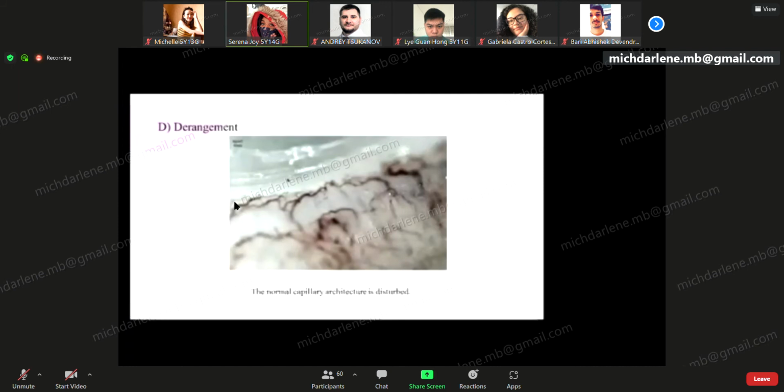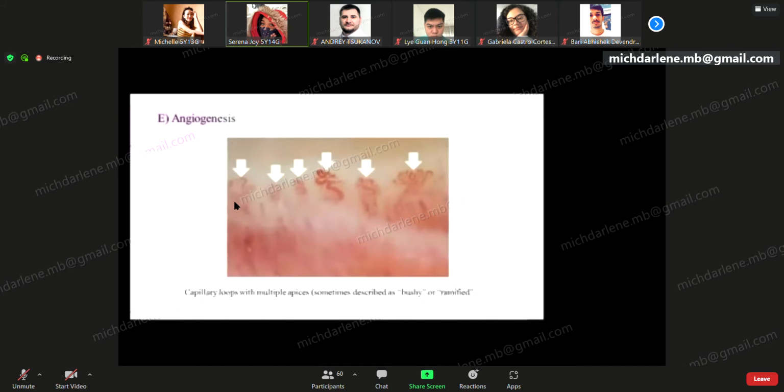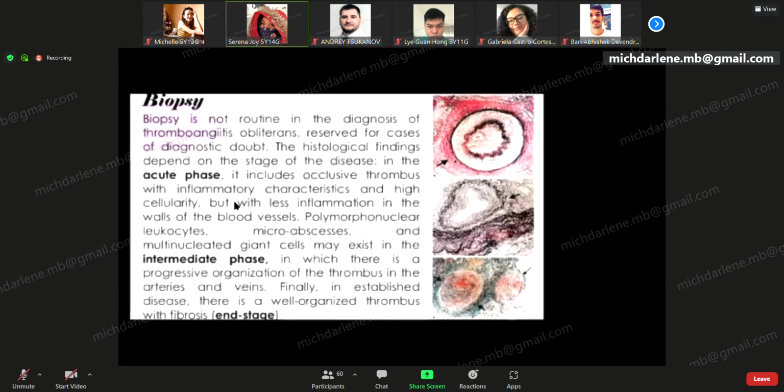Disarrangement. The normal capillary architecture is disturbed. Also, angiogenesis. Capillary loops with multiple apices are sometimes described as bushy or ramified. You see the changes.